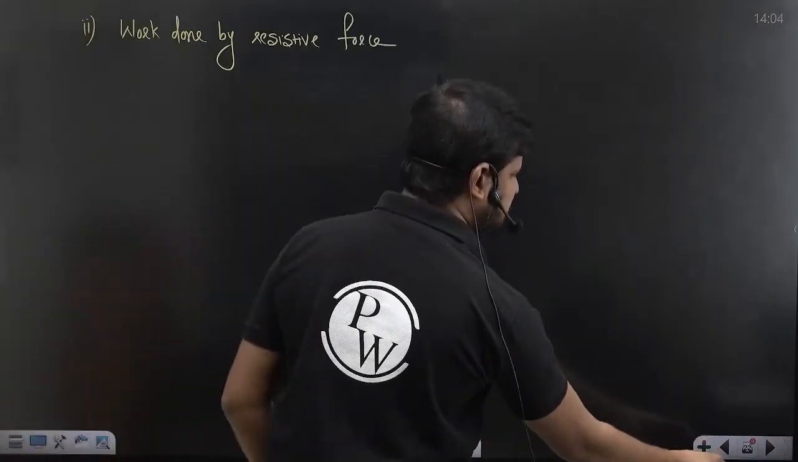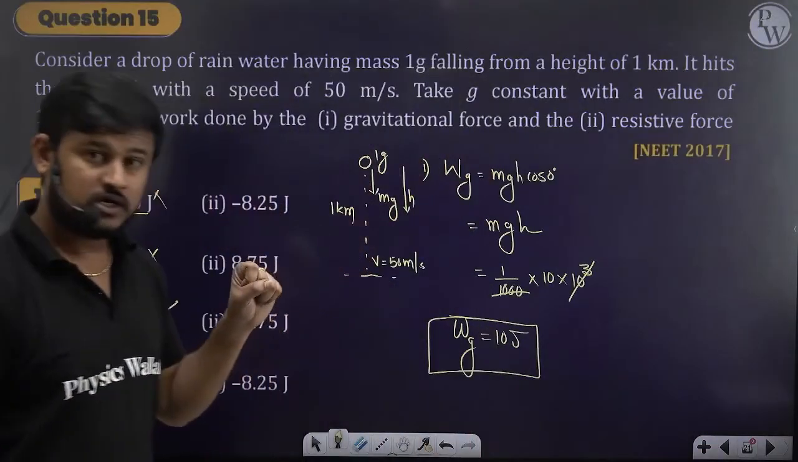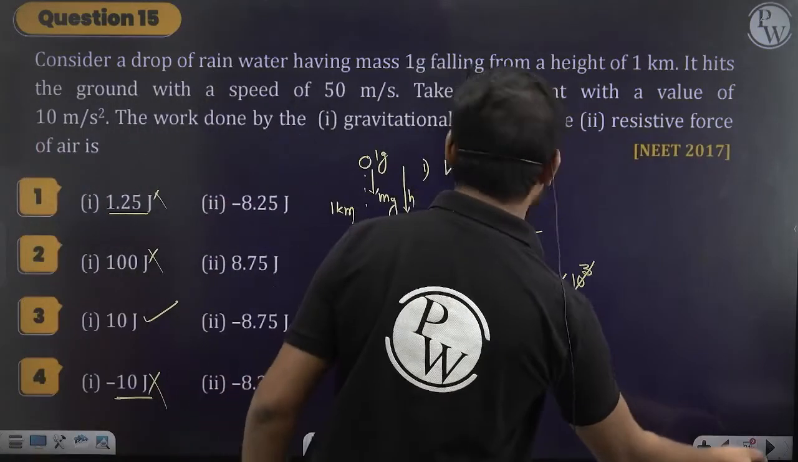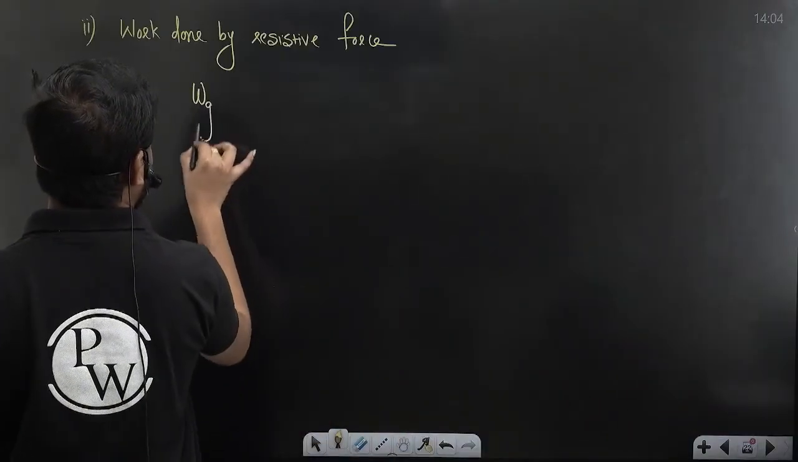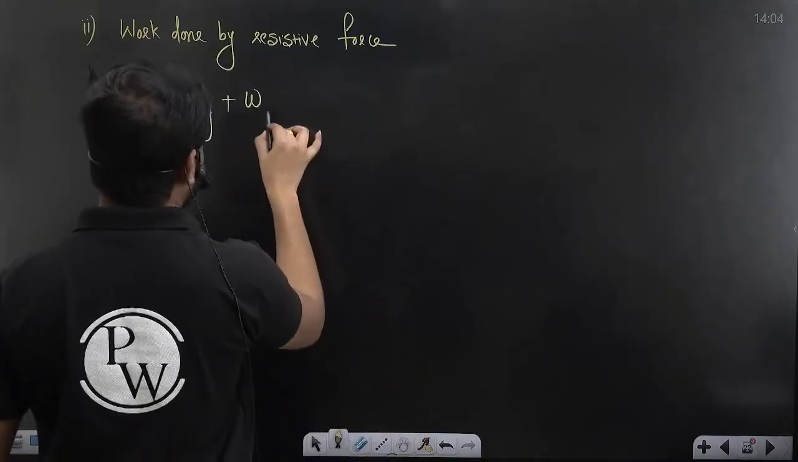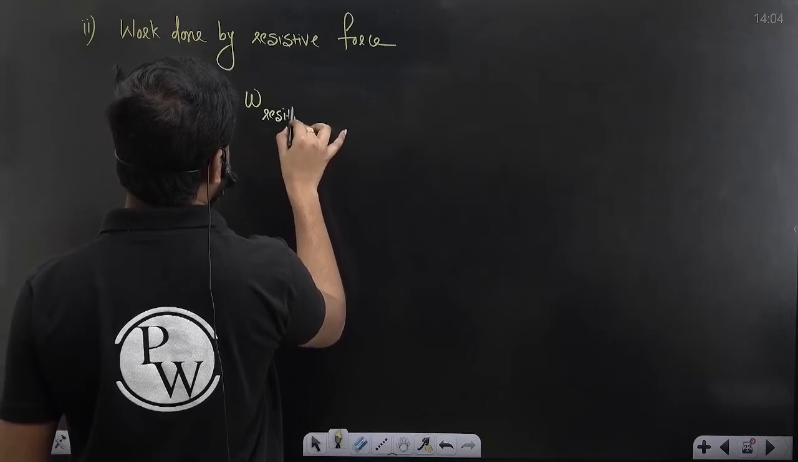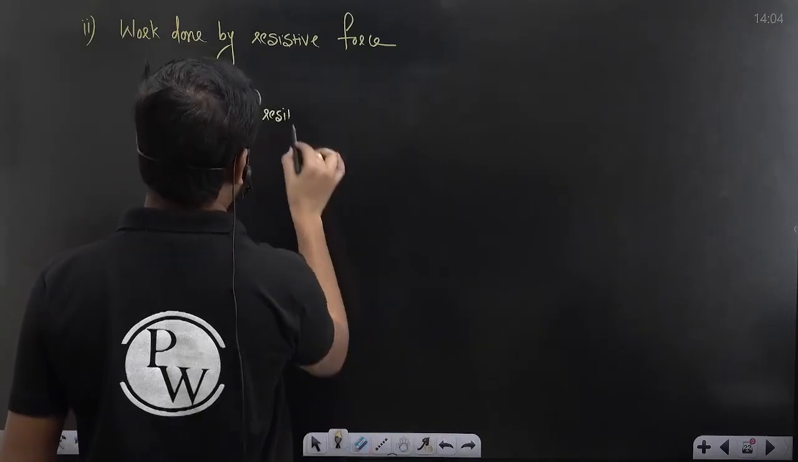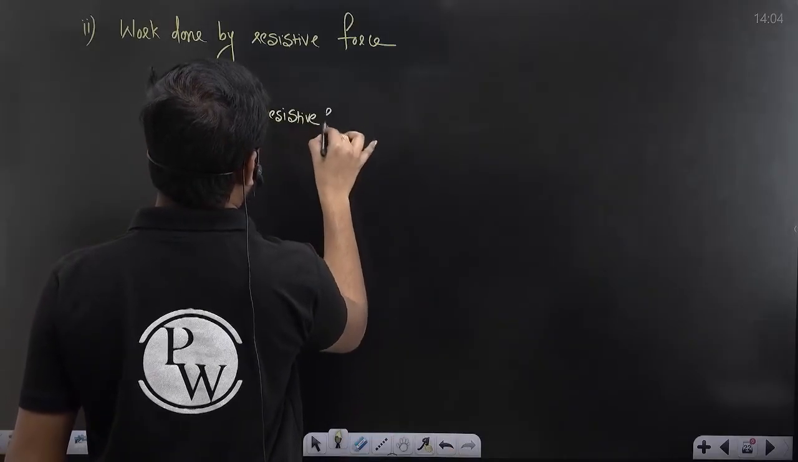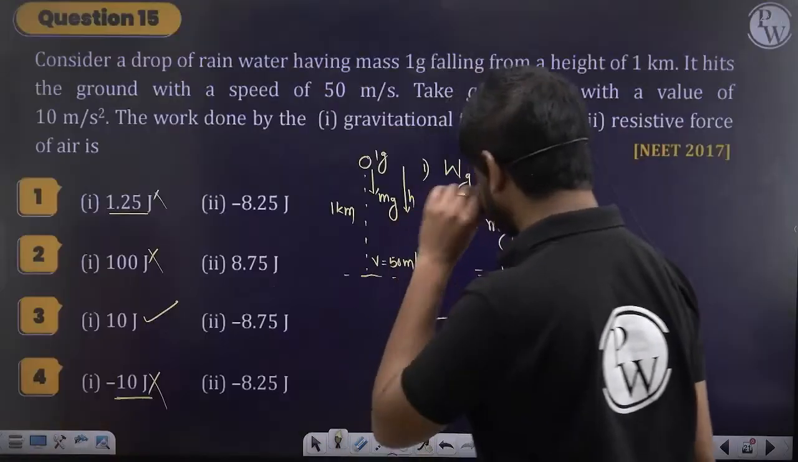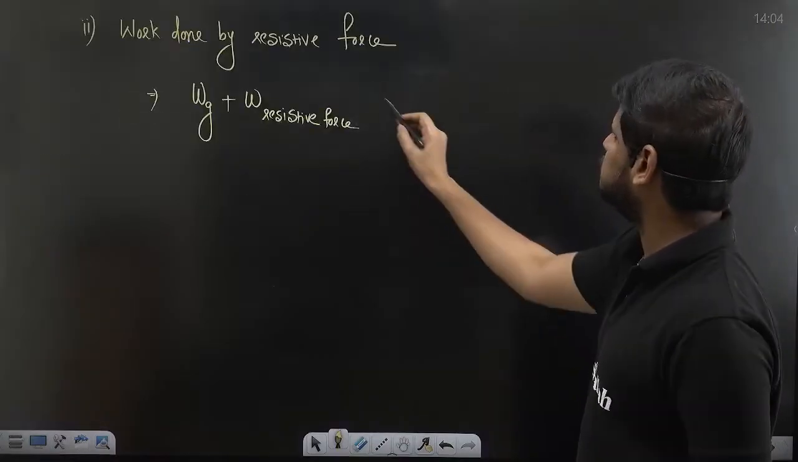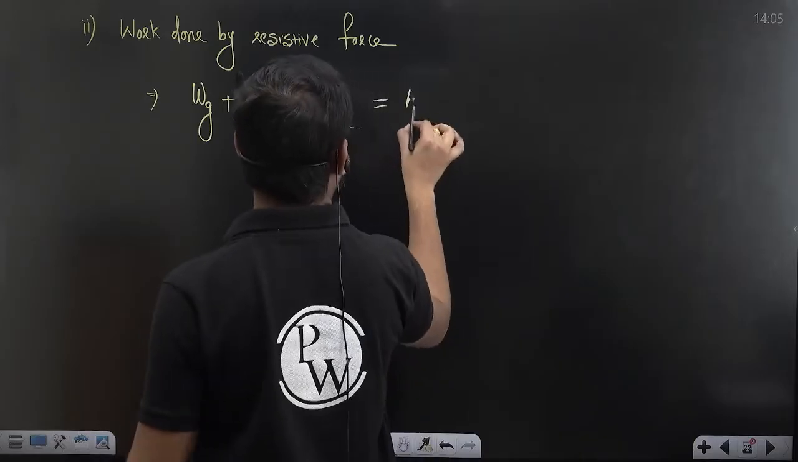See, while it is traveling from top to bottom, what are all the forces we have? So the work done by gravity plus, what do we have next? The work done by the resistive force, right? And what else, are any other forces there? There is no normal force, there is no tension force, there is no frictional force. So these two will be equal to the change in kinetic energy.